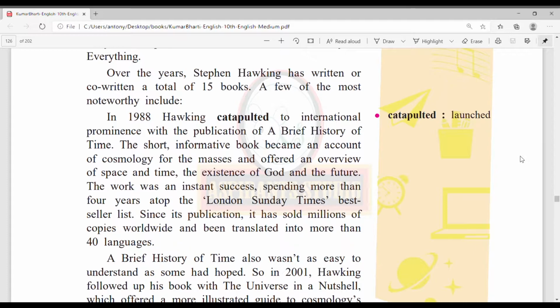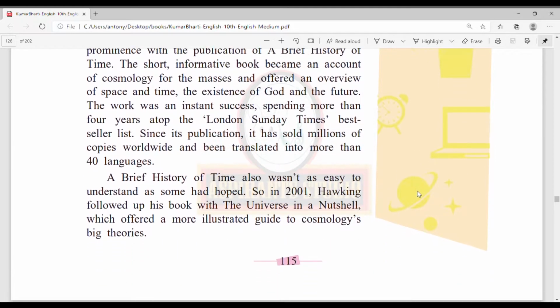The short, informative book became an account of cosmology for the masses and offered an overview of space and time, the existence of God and the future. The work was an instant success, spending more than 4 years atop the London Sunday Times bestseller list. Since its publication, it has sold millions of copies worldwide and been translated into more than 40 languages.